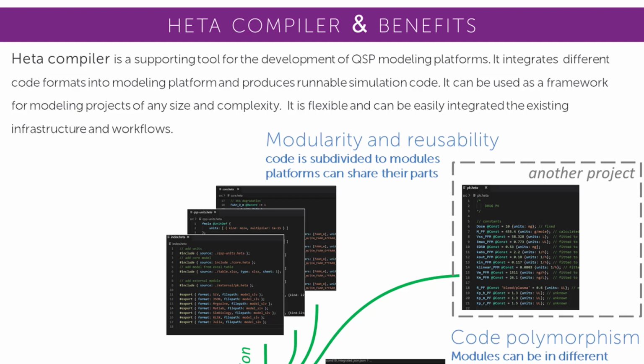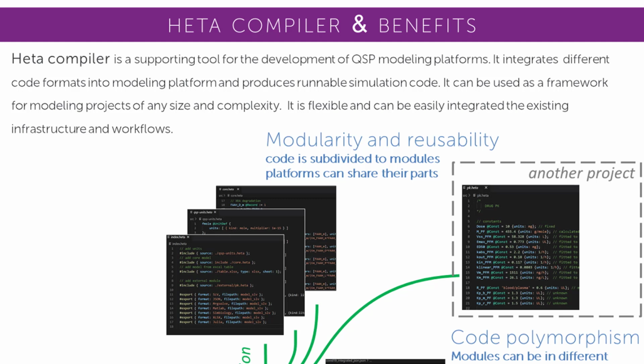Before executing the Heta build command, you should prepare all files of your platform in some directory. This will be your project. As I've said, the whole modeling platform can be split into modules. There is one specific module, index Heta, which is entry point for Heta compiler. The modules can be attached here or inside other submodules.